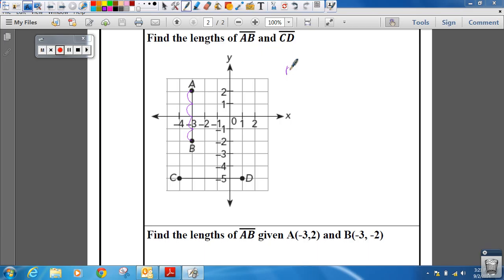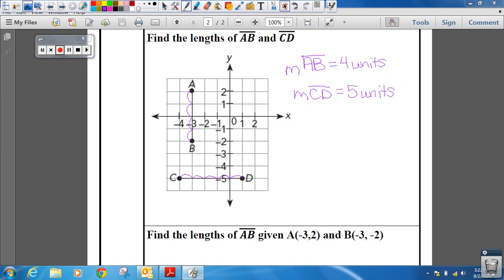So how you write it is, M stands for the measure of segment AB. That's what the line up above means, segment. The measure of segment AB is 4 units. Then we look at CD, so from one end to the other is 1, 2, 3, 4, 5 units. So the measure of segment CD is equal to 5 units.